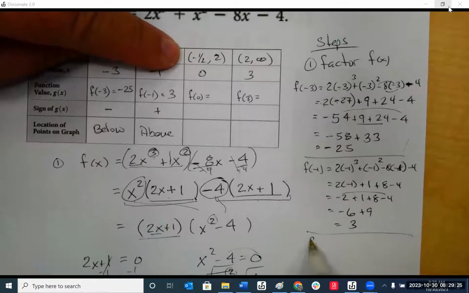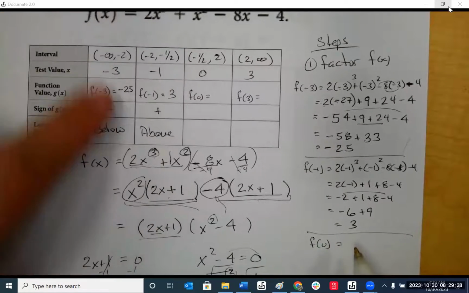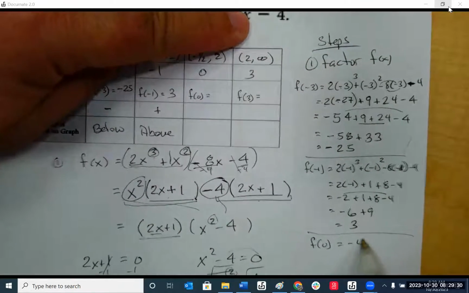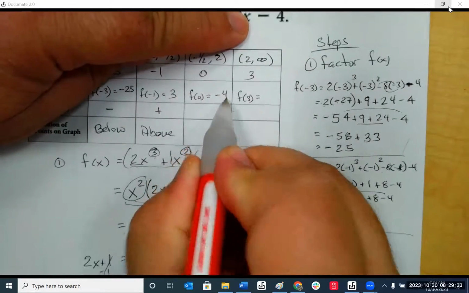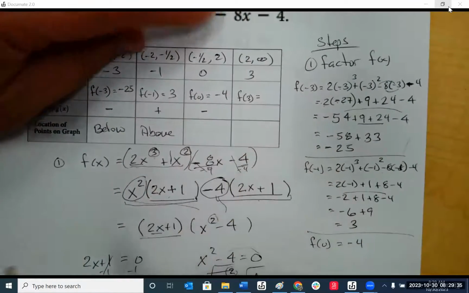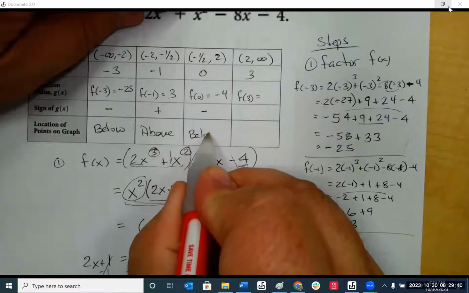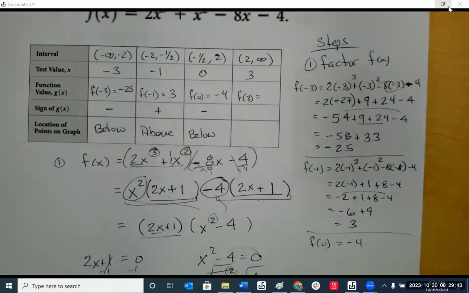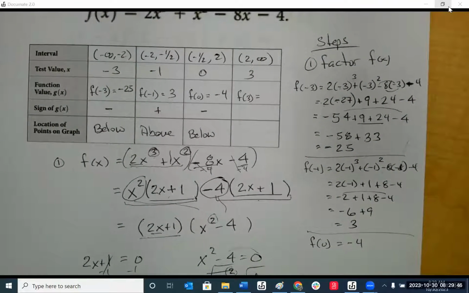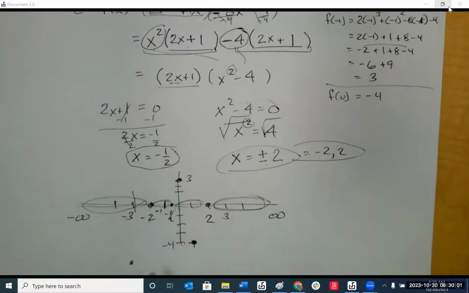The third one is f(0). So anything with an x disappears, so it's -4. That's the y-intercept, it's a constant. So this one's below. At 0, the answer is -4. At 1, it's -4. So we can pop these points down there.